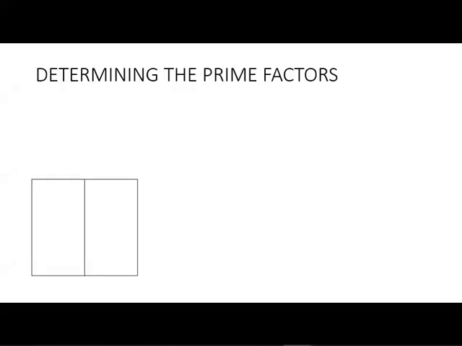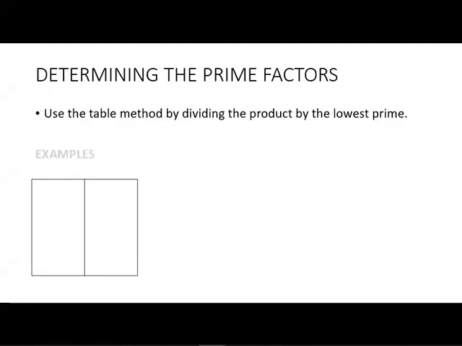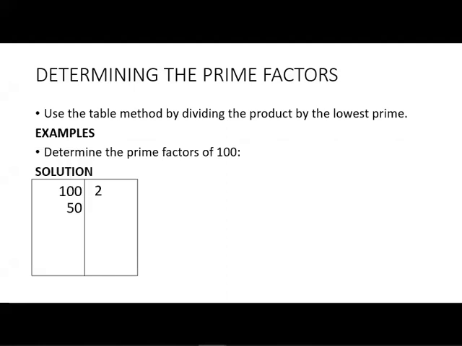All right, let's see if you did the other ones correctly. These are solutions to the other activities. Remember to always divide by the lowest prime number. Always divide by the lowest prime number.